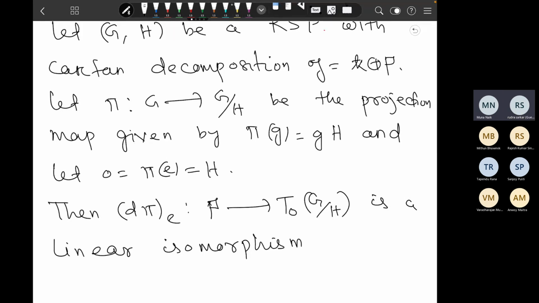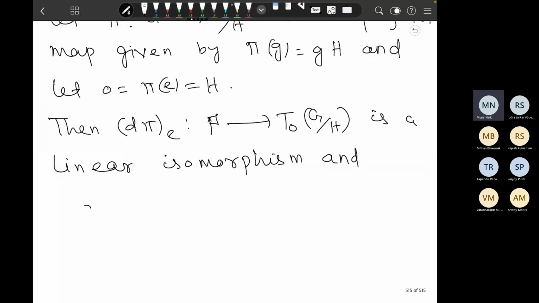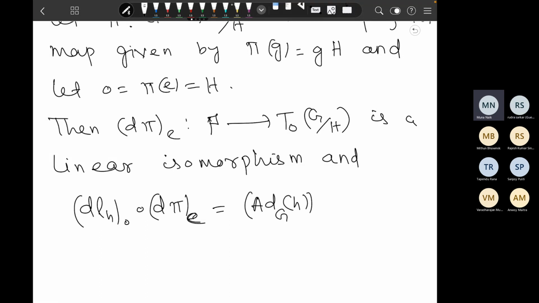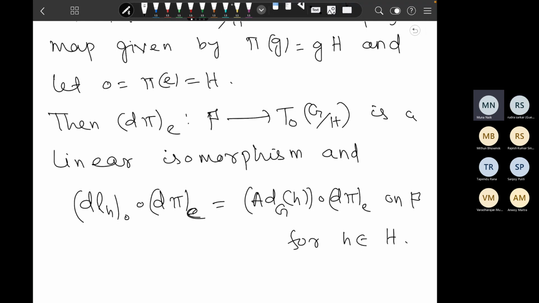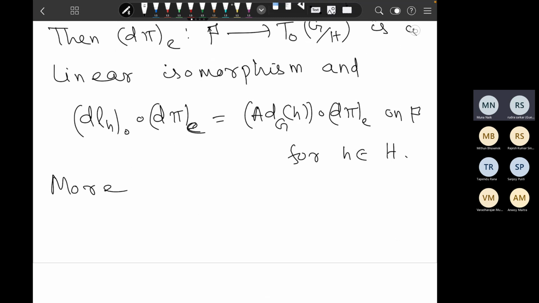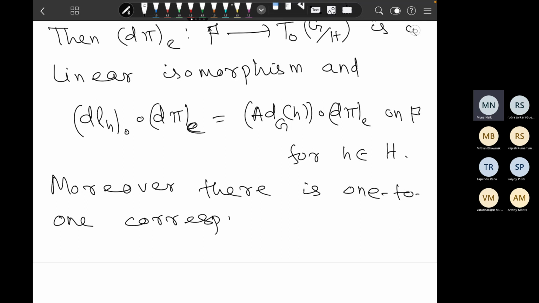And this d lambda_H composition d pi_e is equal to d pi_e composition d R_{gh}, on P where h belongs to H. And moreover there is a one-to-one correspondence between the following three sets.